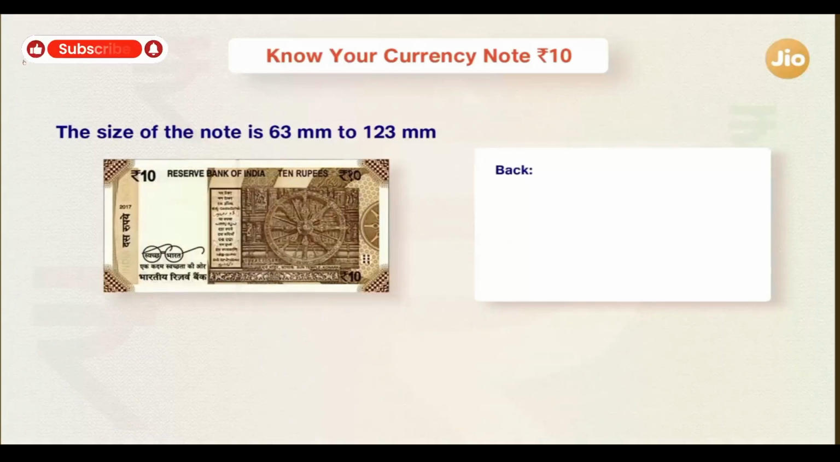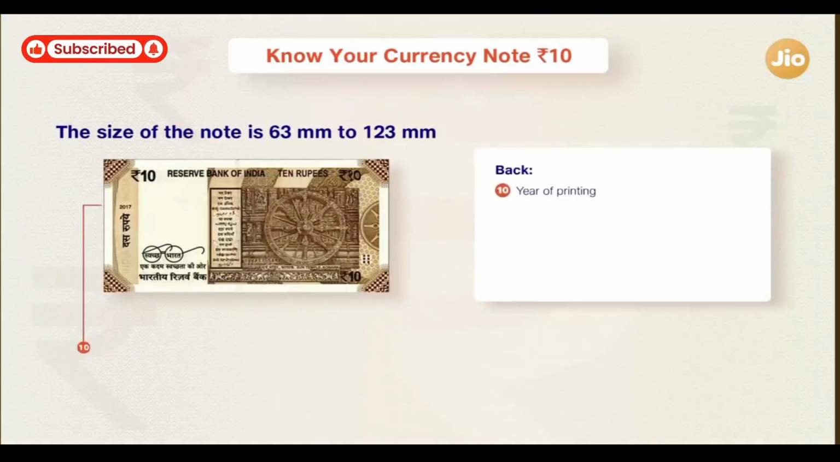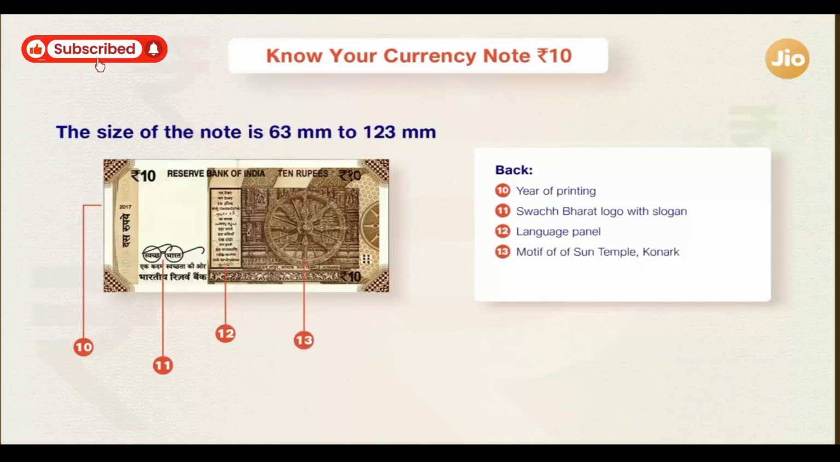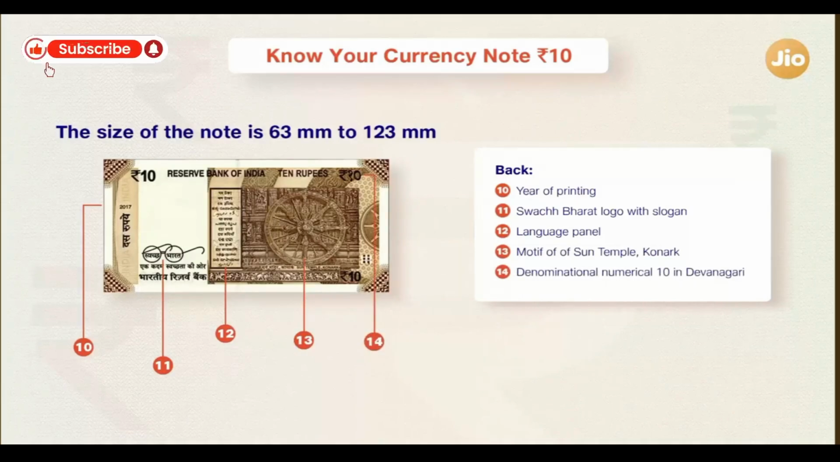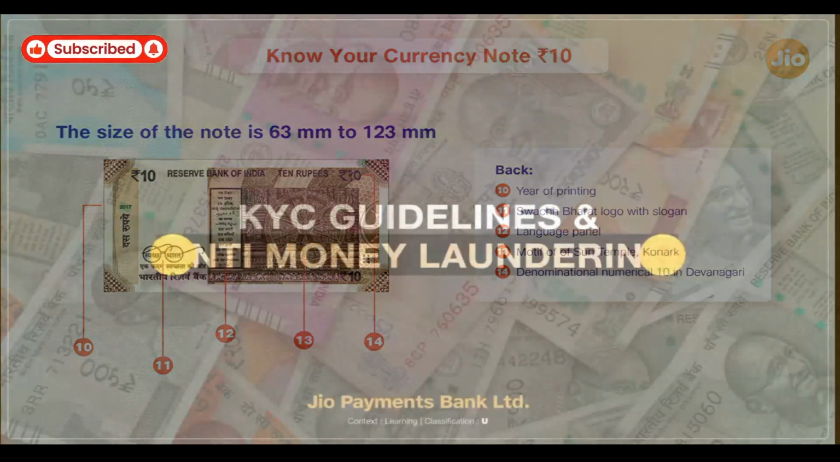At the back, you will find the following. 10th, the year of printing. 11th, Swachh Bharat logo with slogan. 12th, language panel. 13th, motif of the Sun Temple, Konark. 14th, and the denominational numerical 10 in Devanagari.